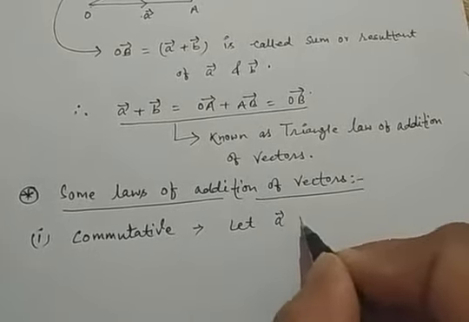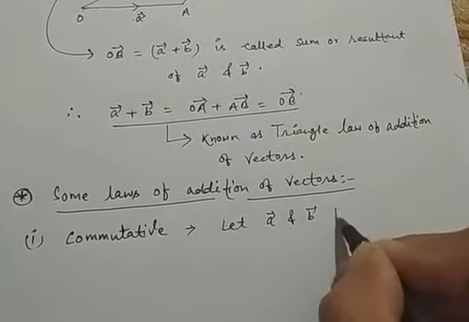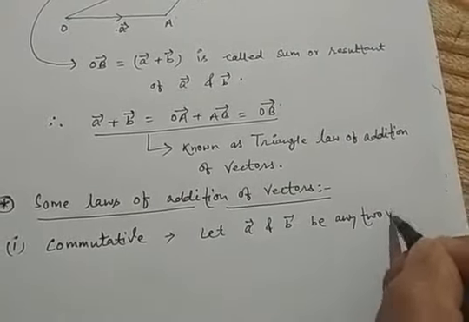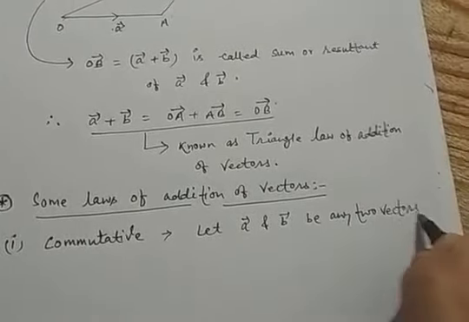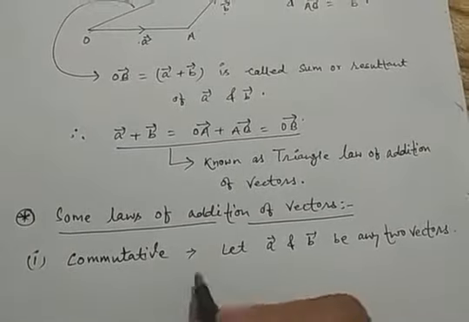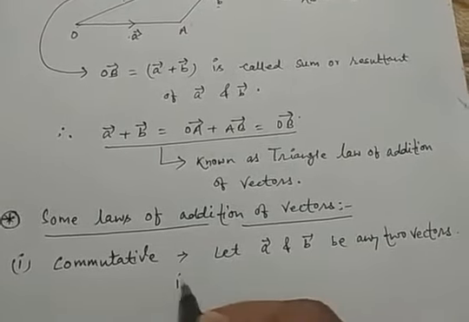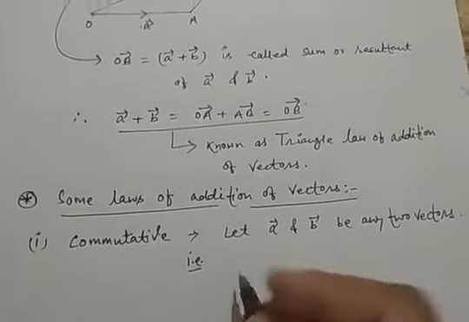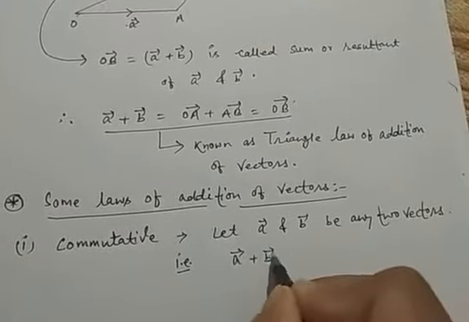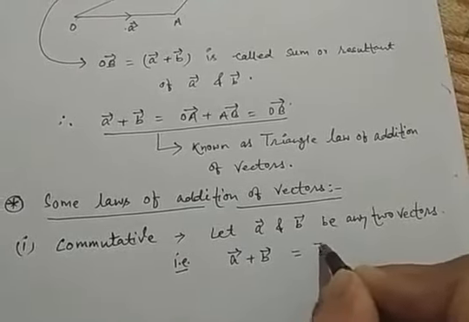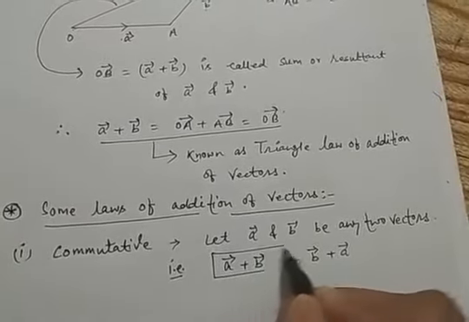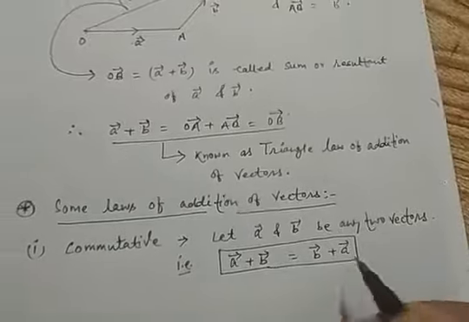Okay students, so here let vector A and vector B be any two vectors. Then for commutative, vector A plus vector B equals vector B plus vector A. Okay students, this condition is known as commutative.